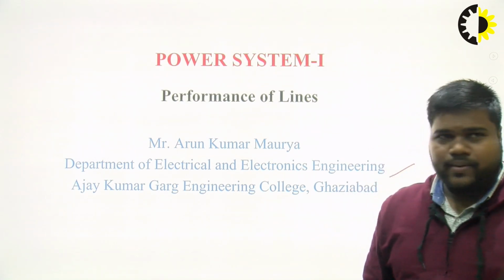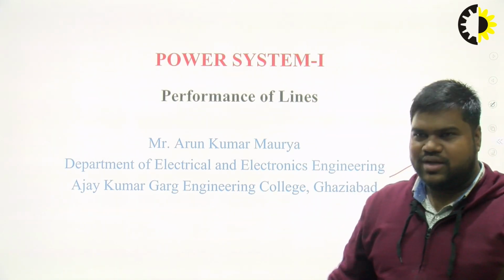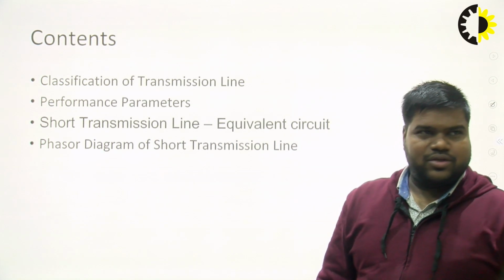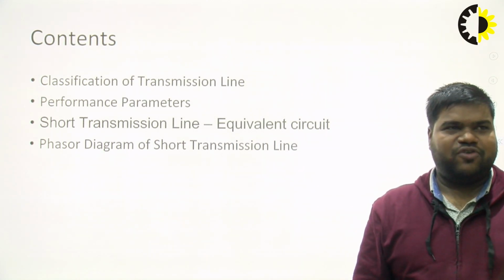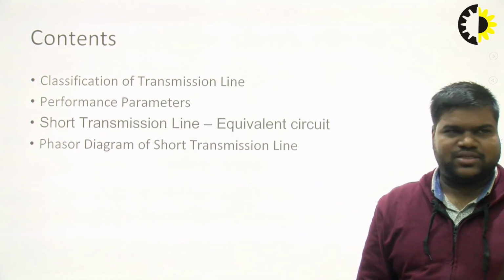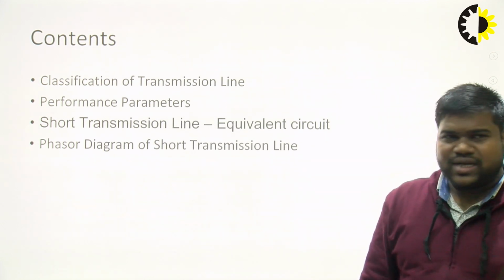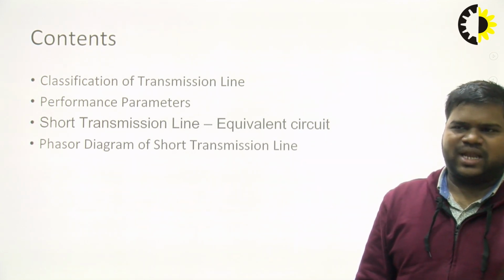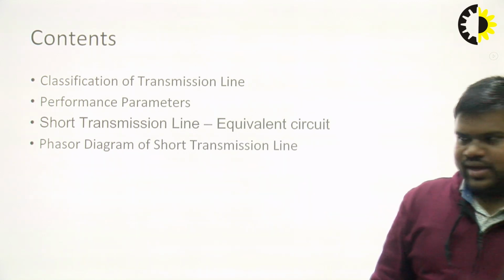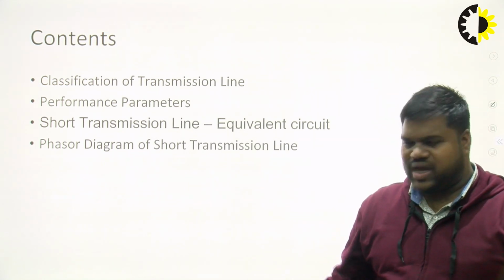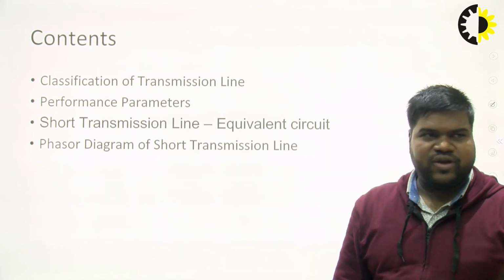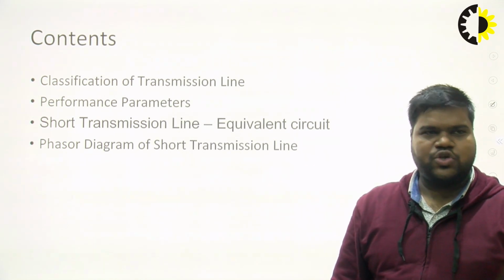In the Power System Lecture Series, the new topic is performance of lines in the power system network. So these are the contents: the classification of transmission lines and their performance parameters. There are three types of transmission line: first one is short, second one is medium, and the third one is long transmission line. In this lecture I will discuss the short transmission line, its equivalent circuit and its phasor diagram.